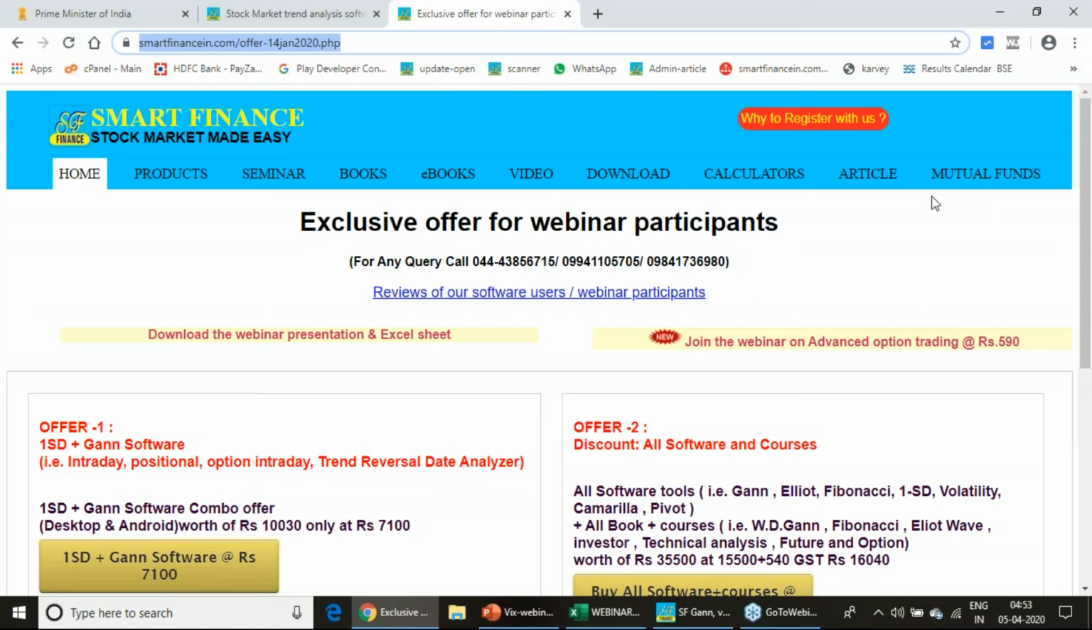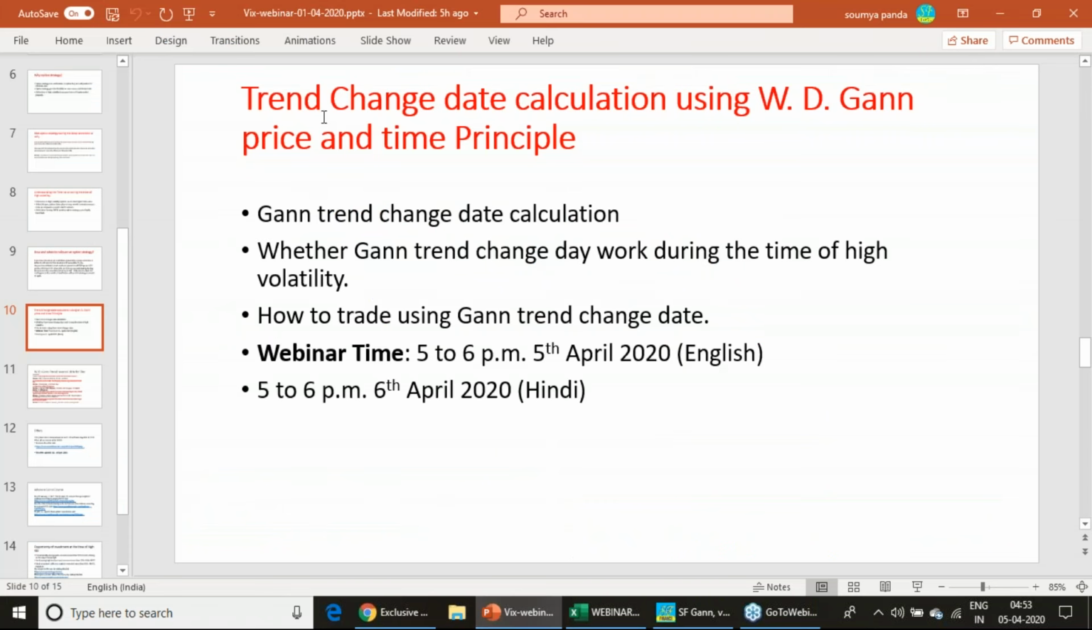So I'll be starting the session exactly at 5. Today's discussion subject will be on how we can calculate the trend change date using the WD Gann's one of the principles, the price and time principle.